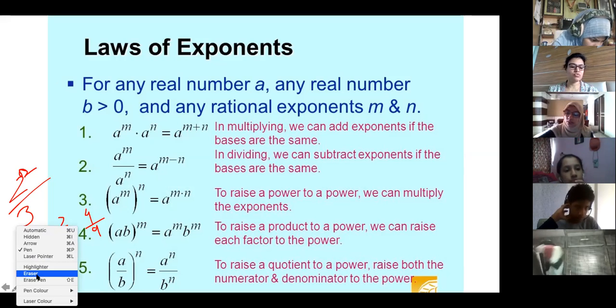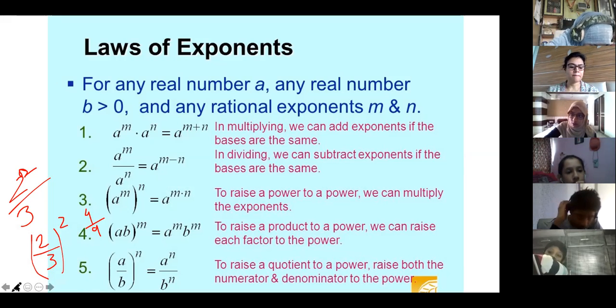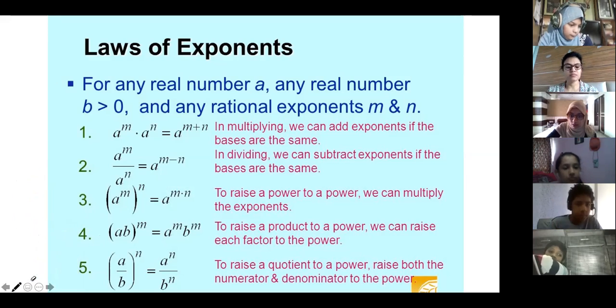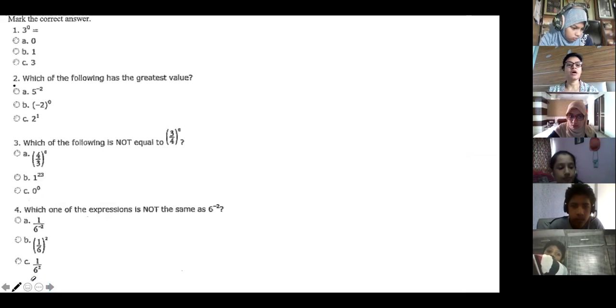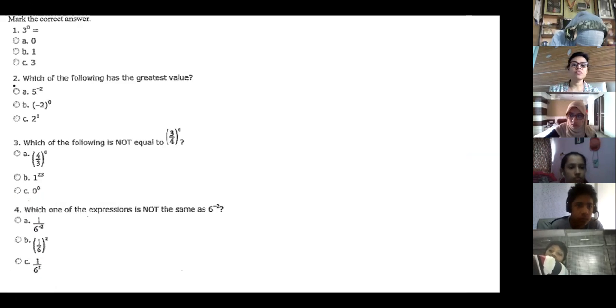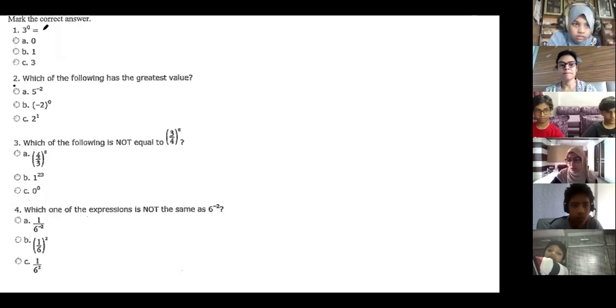Okay, so moving on. Now let us do the questions. First one Muazzam will answer. Mark the correct answer. 3 raised to 0 is what? Ma'am, 1. Yes, 3 raised to 0 is 1.